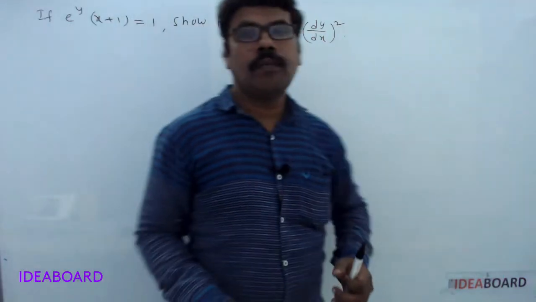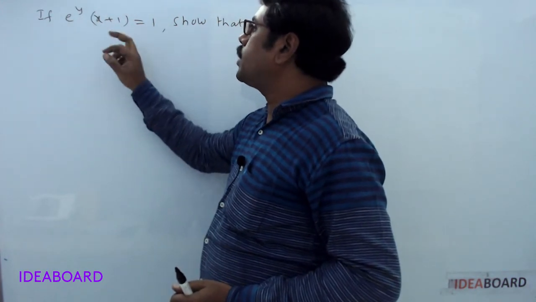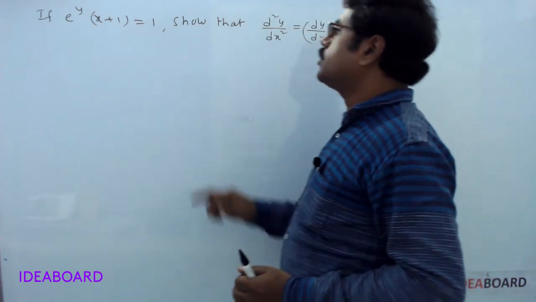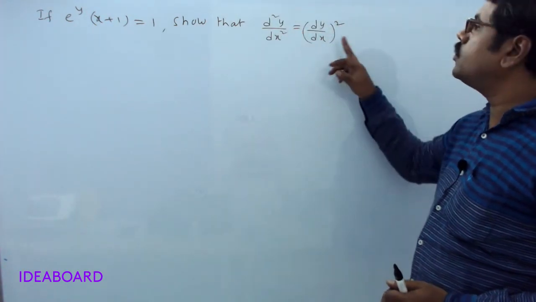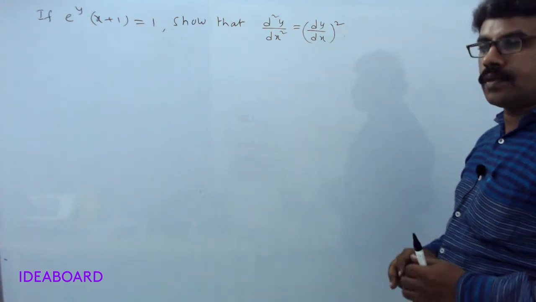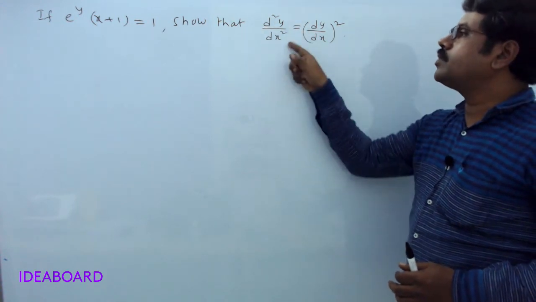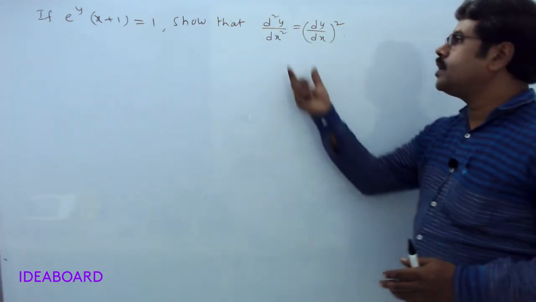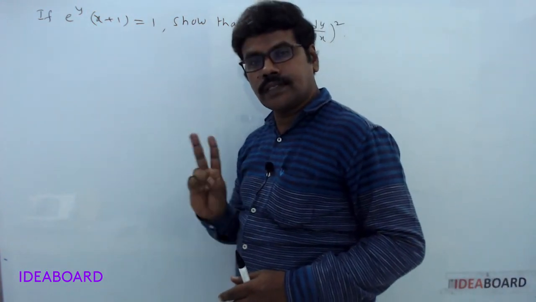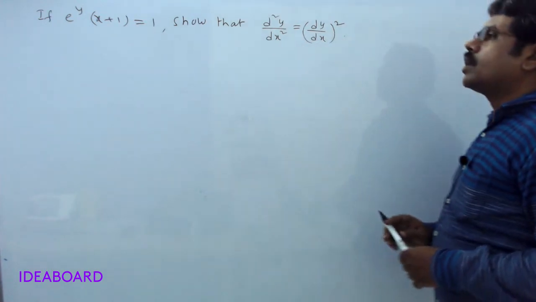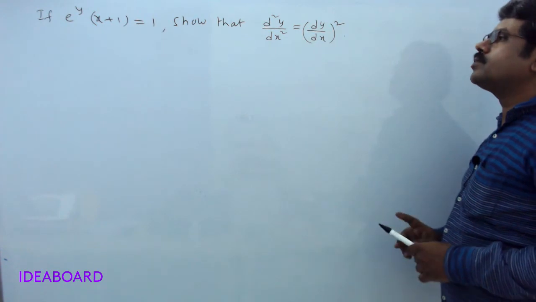Now come to the next problem. If e^y (x + 1) = 1, show that d²y/dx² = (dy/dx)². Again, in the required equation there is a term d²y/dx², which means we differentiate the function y with respect to x two times. Now the required condition will be d²y/dx² = (dy/dx)².